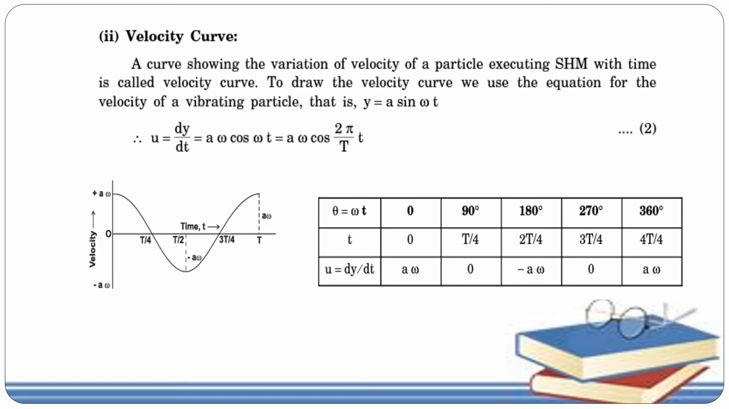Now we can substitute the values of theta equal to 0, 90 degree, 180 degree, 270 degree, 360 degree. From that we can find the value of t and also v. So the values of v and t are tabulated with respect to the angular value theta.